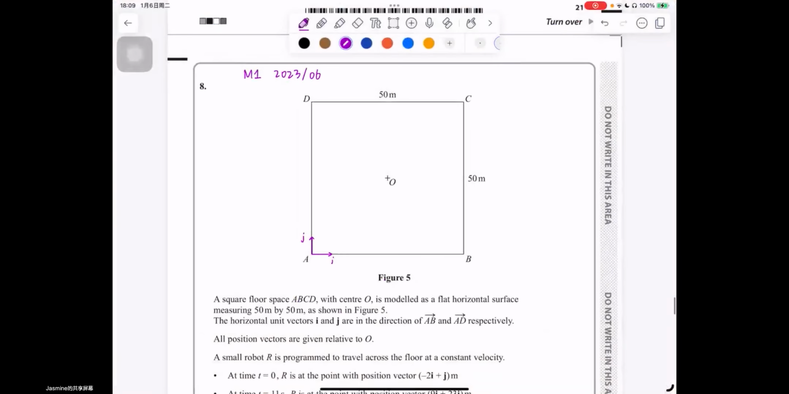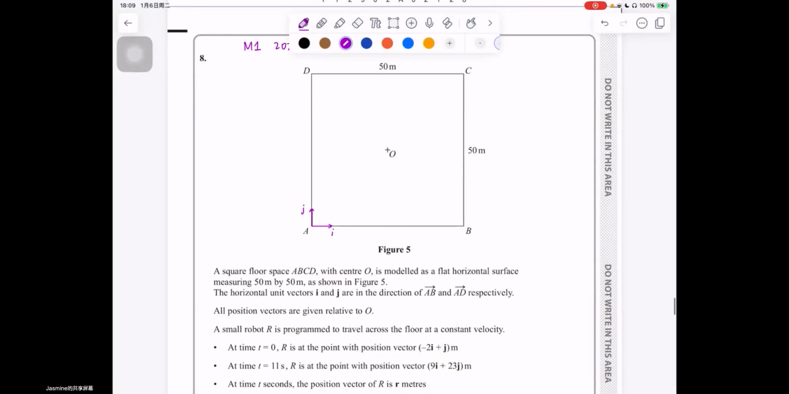Okay, let's look at this question. It's from 2023 June, question 8. And it's a question about vectors and its application in kinematics.